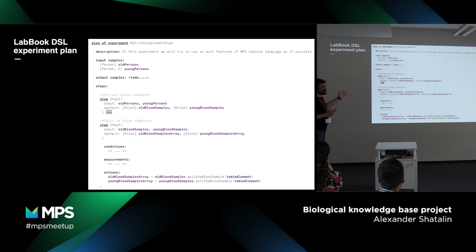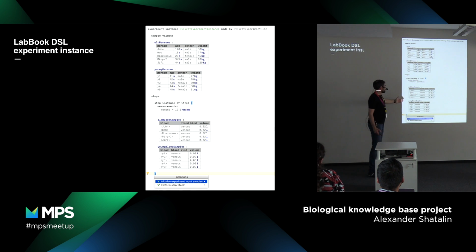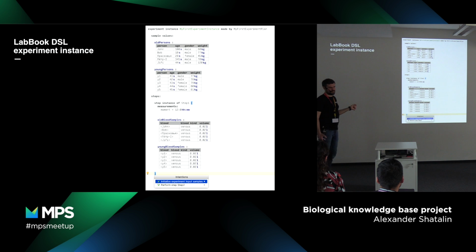Once the experiment is planned, we may start it. This is the screen about an instance of the experiment. You see that instead of the old persons, which was a table, we actually created a table with all the properties of that person. There is a first step which was performed, where we're extracting a blood sample, and each blood sample has all the parameters filled in. On the bottom of the screen, you see the intention menu with the perform step 2 action. At this moment, we will create a new instance of step 2 and interpret all the expressions which were specified in the experiment plan of step 2 and the actions referenced from that step. In the end, we will get some tables, again with pre-filled parameters, and the only task for the experimenting person is to fill in the values which are red. So that's, yeah?